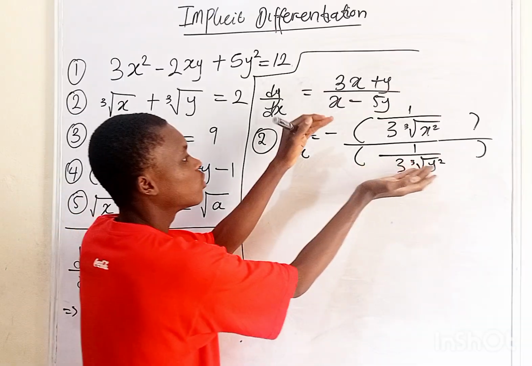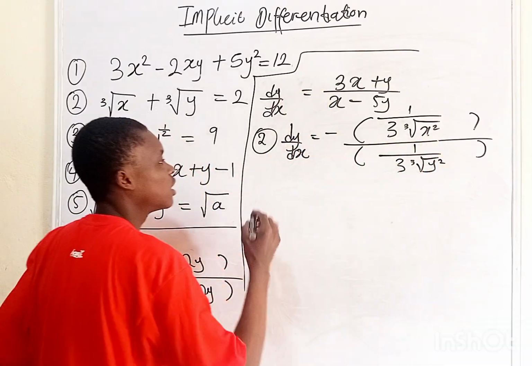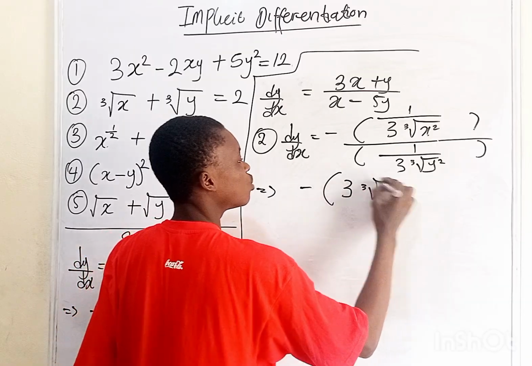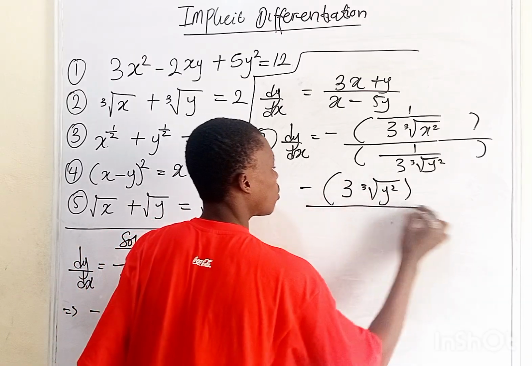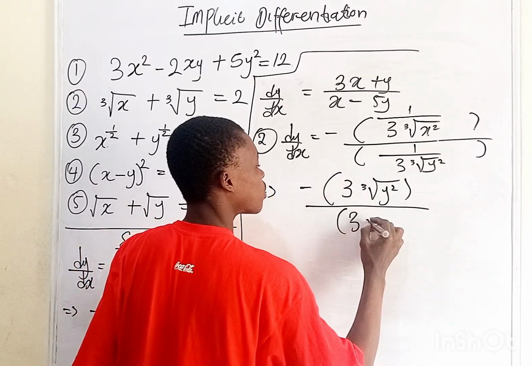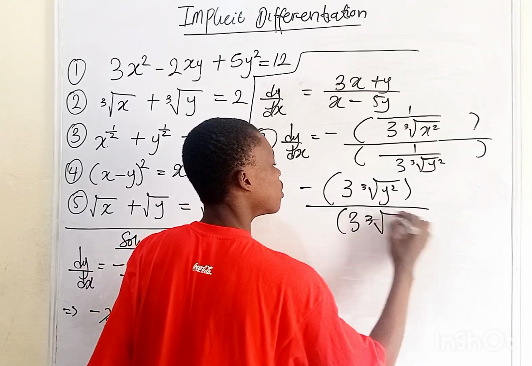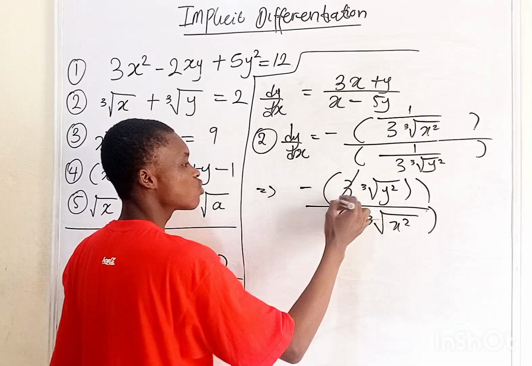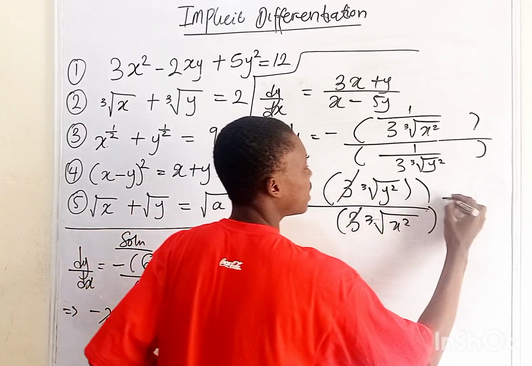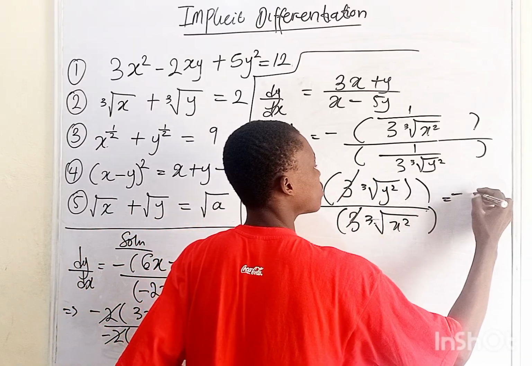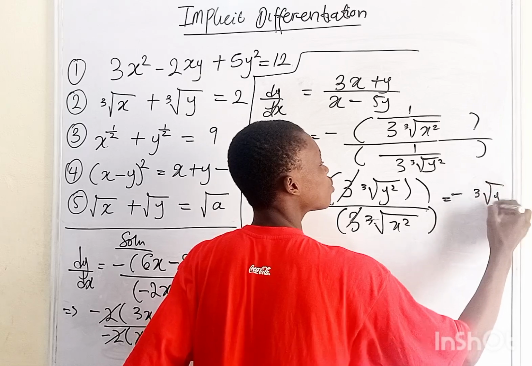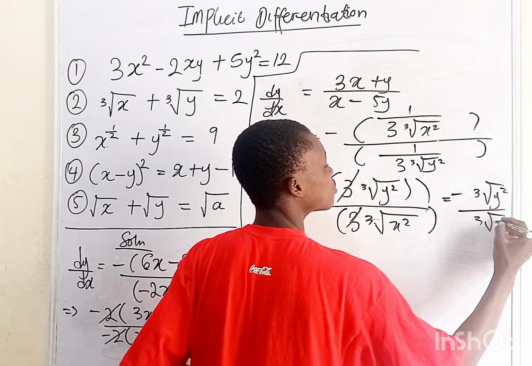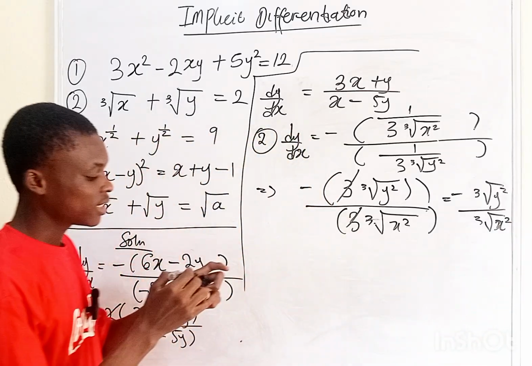All right, from here, what happened? This y comes up and this x comes down. And we have that this is just minus 3 multiplied by the cube root of y squared, all divided by 3 multiplied by the cube root of x squared. So clearly, what can you observe here? This one can cancel out this one. And our final answer becomes minus the cube root of y squared divided by the cube root of x squared. Right, that is our final answer.